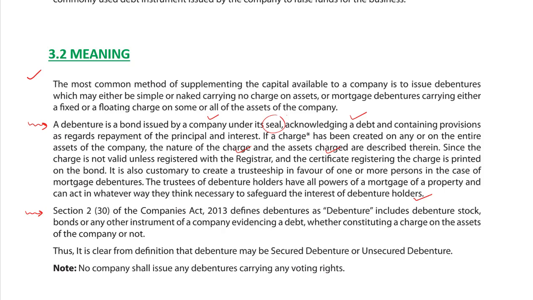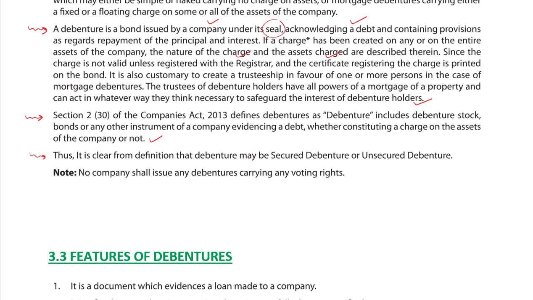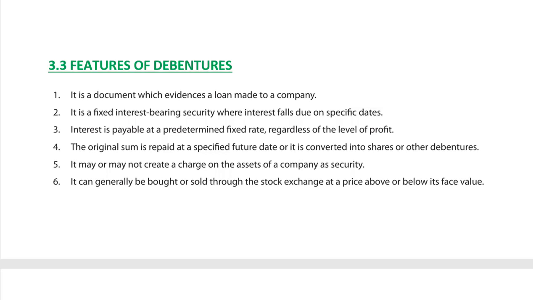Section 2, subsection 30 of the Companies Act 2013 defines debenture as: debenture includes debenture stock, bonds or any other instrument of the company evidencing a debt, whether constituting a charge on the assets of the company or not. Thus, it is clear from the definition that debenture may be secured debenture or unsecured debenture. Note, no company shall issue any debenture carrying any voting rights. Debentures do not contain voting rights.